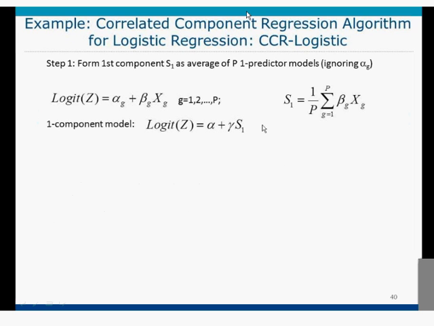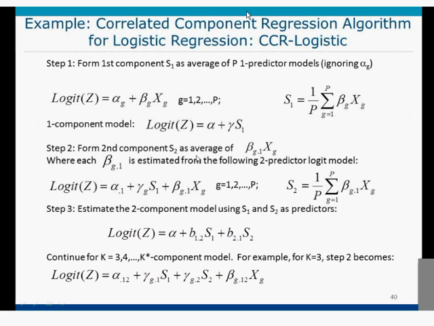Now, regarding my terminology here, I don't have an error term. That's because in linear regression I took the expected value, so the error term went away. Here, this is a population quantity. I'm predicting the logit in the population Z. Okay, so that's how to get the one-component model.